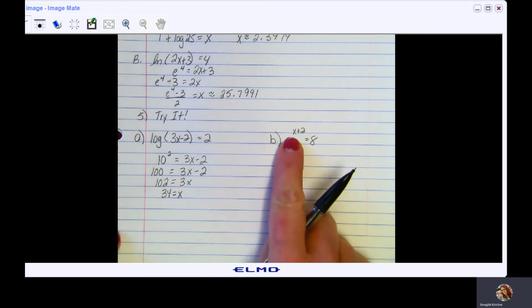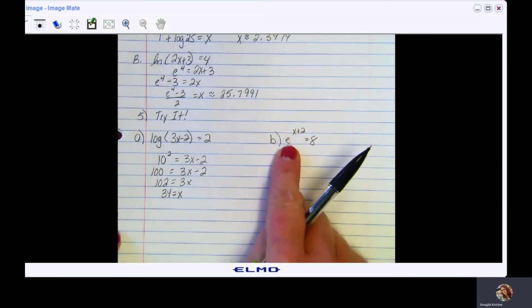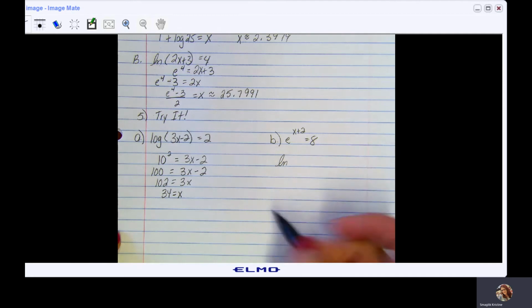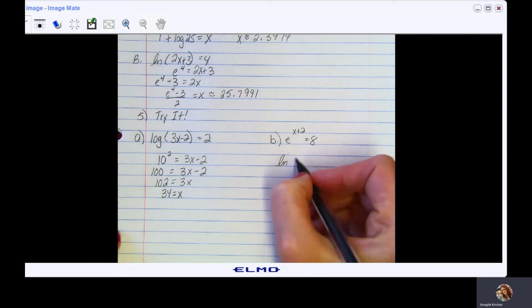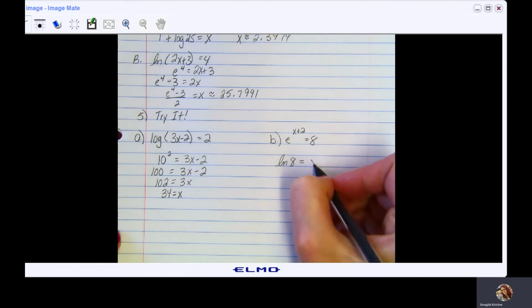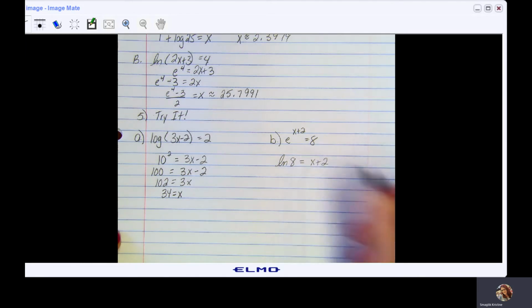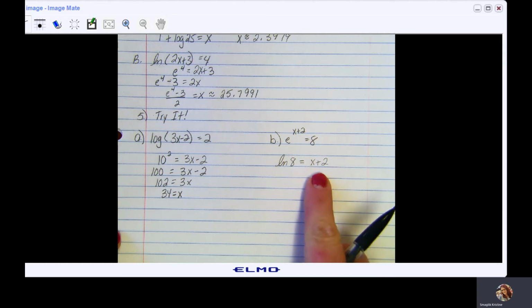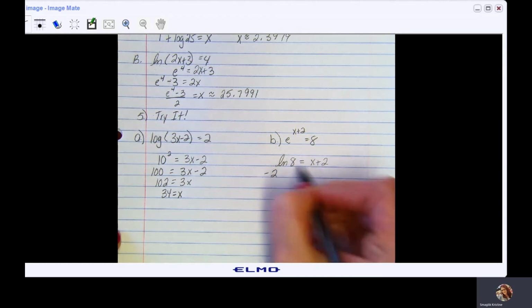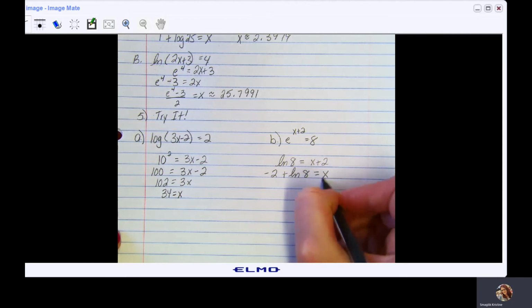And now on B, I need to get this exponent, this x, down. So what I'm going to do is I'm going to use the inverse of e, which is the natural log. So here we go. Natural log. My result is 8 equals the exponent, which is x plus 2. And now I'm going to subtract 2 from both sides. Negative 2 plus the natural log of 8 equals x.